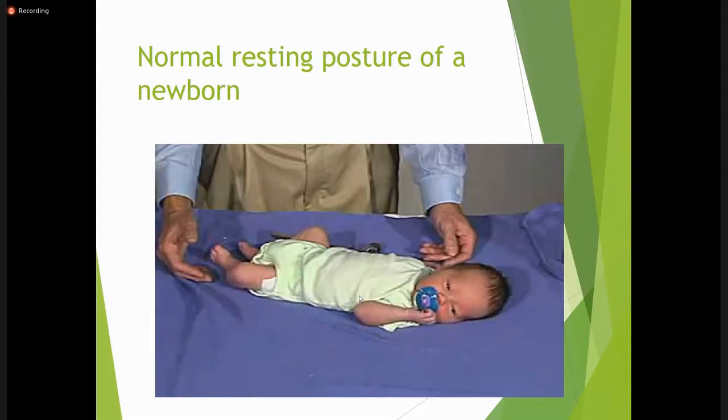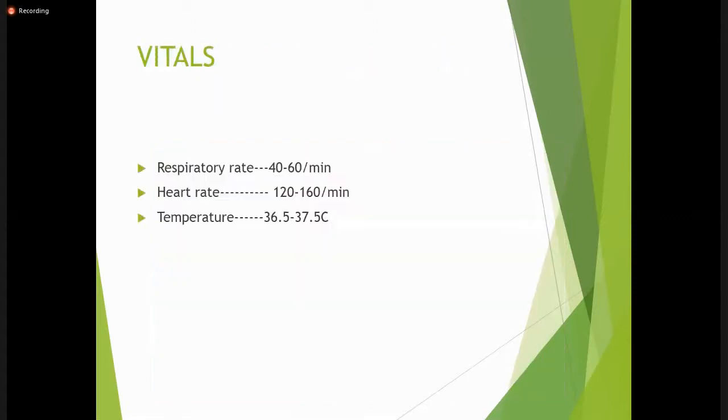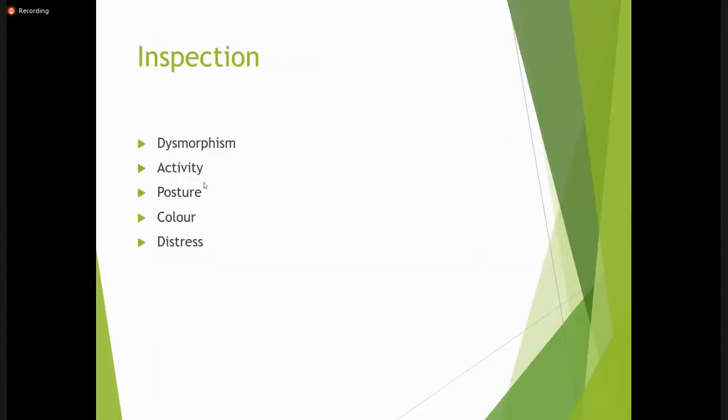If the child is having any abnormal activity like seizure activity, then it should be seen in the inspection. So after posture, look at the color of the baby, whether the baby is pale, pink, or cyanosed. Any signs of respiratory distress should also be looked for in the first inspection.